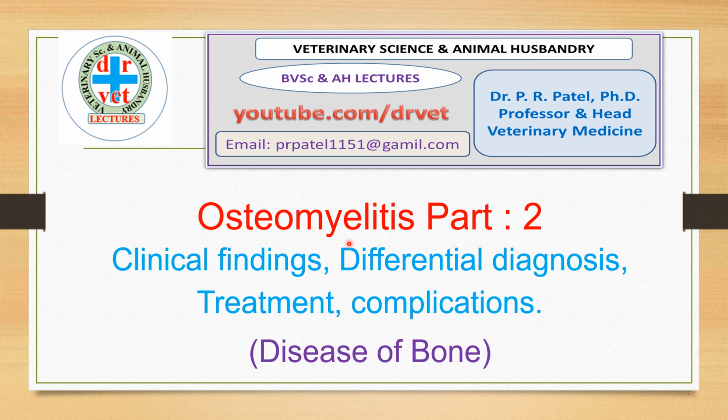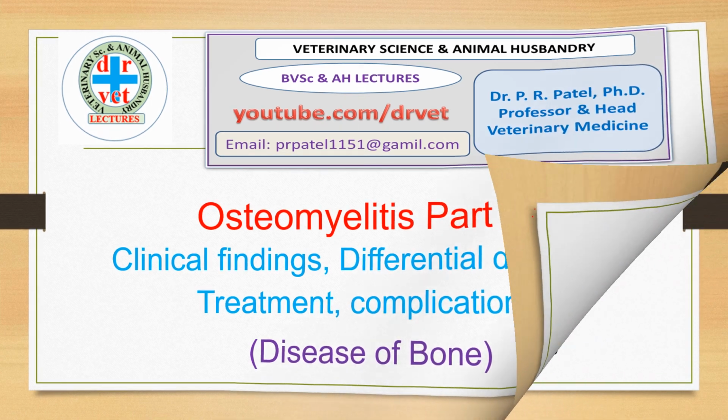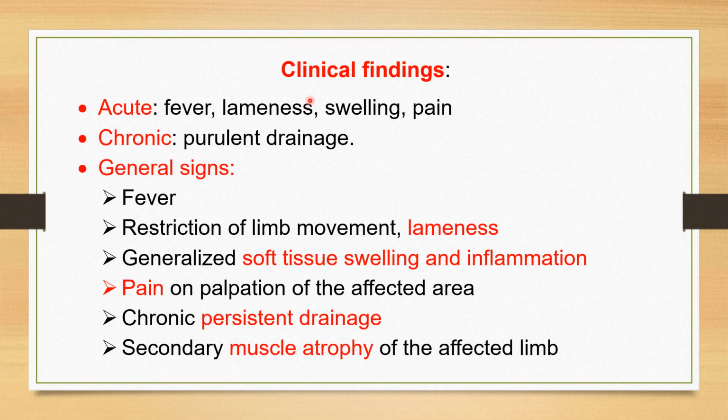We have already seen osteomyelitis part 1. Here we will see part 2. In part 2, we will discuss clinical findings, differential diagnosis, treatment, and complications of osteomyelitis. Osteomyelitis is an important disease of bone, and frequently veterinarians get cases of osteomyelitis in the field also. Let us see here the clinical findings of osteomyelitis.